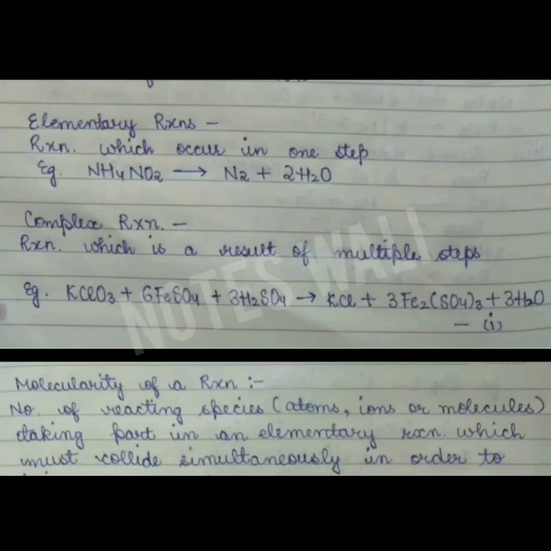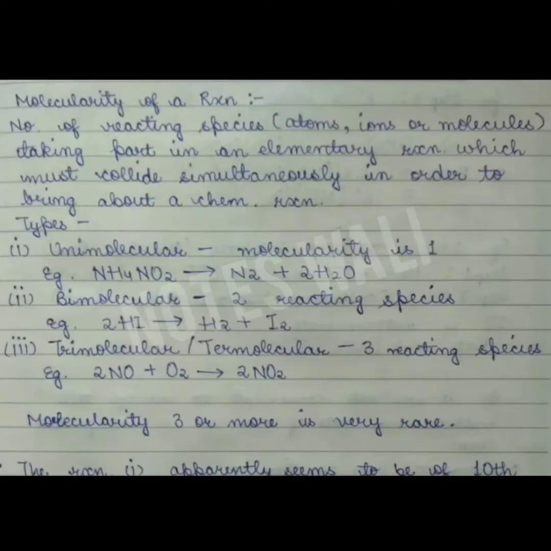Next we talk about the elementary and complex reaction. The reaction which occur in one step are called elementary reaction, whereas complex reaction are the result of multiple elementary reactions. After that we deal with the molecularity of a reaction, which is the number of reacting species taking part in an elementary reaction. And molecularity of a complex reaction has no significant meaning. Molecularity can never be zero, and it is determined by the stoichiometric coefficients of the reactants.